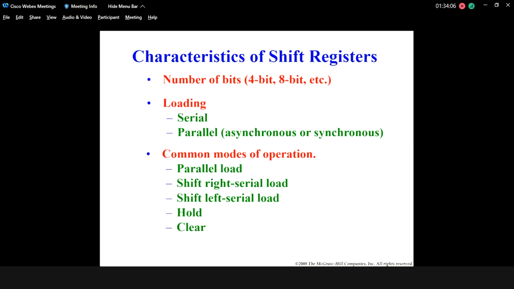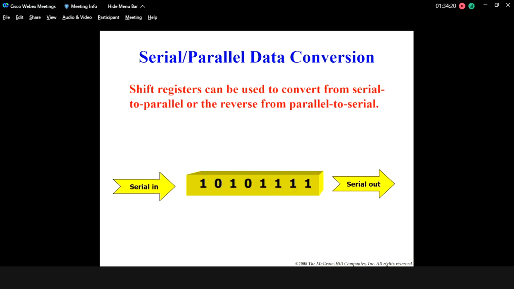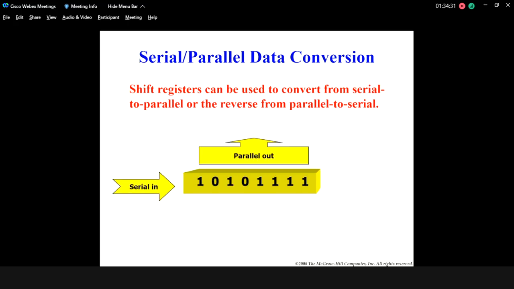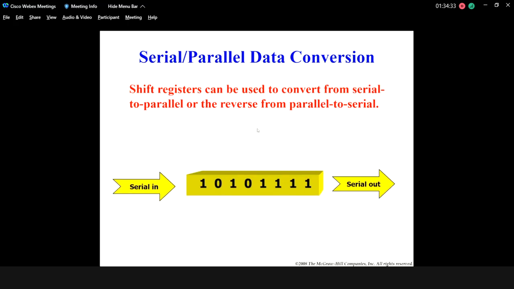The series come like that, and then it shifts right. Shift left, series load, or as a function to hold, or as a function to clear, like in a CCD camera, circulating or non-circulating. This is a data register used to convert from series to parallel, or reverse from parallel to series. So now the data is in series and the output is also in series.